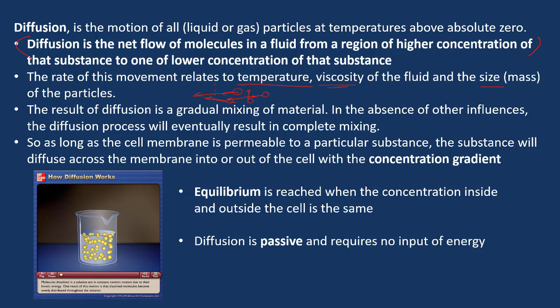So the net result of this is if you had a glass and you dropped a bit of food colouring in it, like on the previous slide, eventually it would just all mix together and it would be a uniform colour. If we've got a cell membrane and diffusion's occurring, eventually you're going to reach equilibrium. We've got the same concentration of the substance on one side of the barrier as you do on the other side of the barrier.